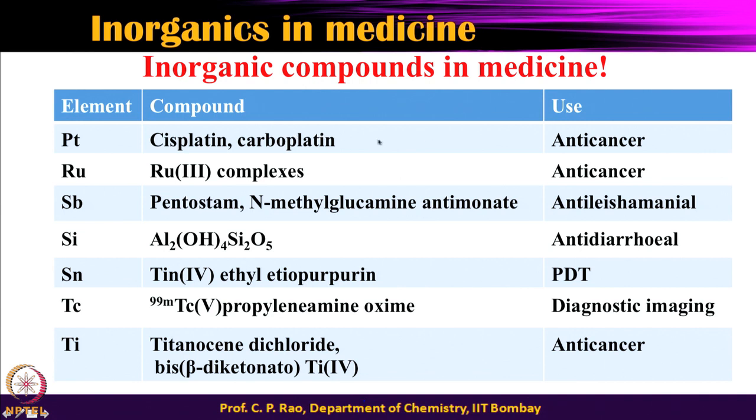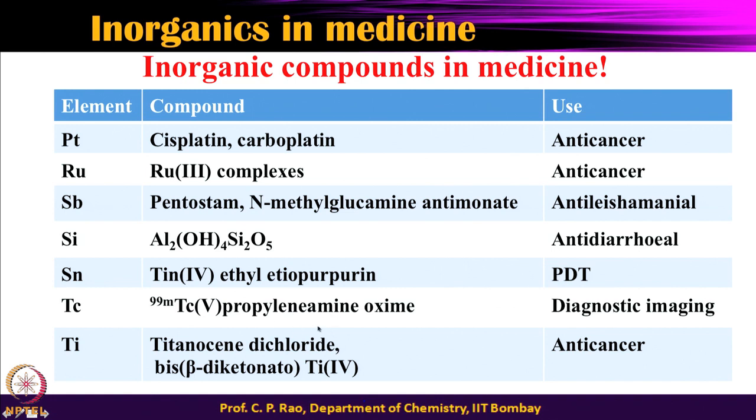So, the platinum complex, which is a popular platinum complex, is cisplatin, which everyone knows as an anti-cancer agent. Ruthenium complexes, a lot of things, I will show you these complexes later too, they are anti-cancer. Antimony, okay. So, N-methyl glucosamine antimonate, anti-leishmanial kind of activities. Aluminum, aluminum silicates, anti-diarrheal, and tin ethyl etiopurpurin is a photodynamic agent.